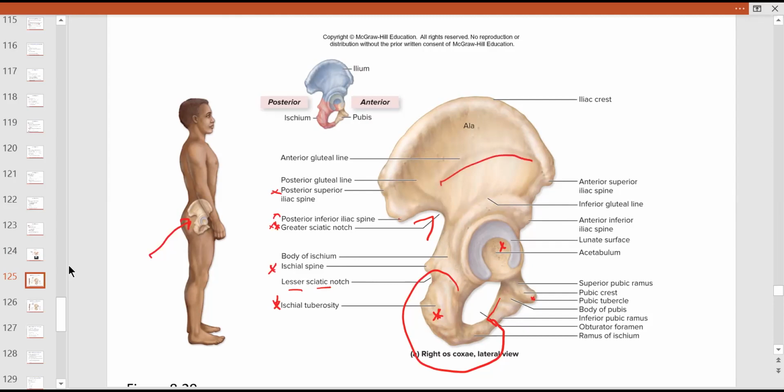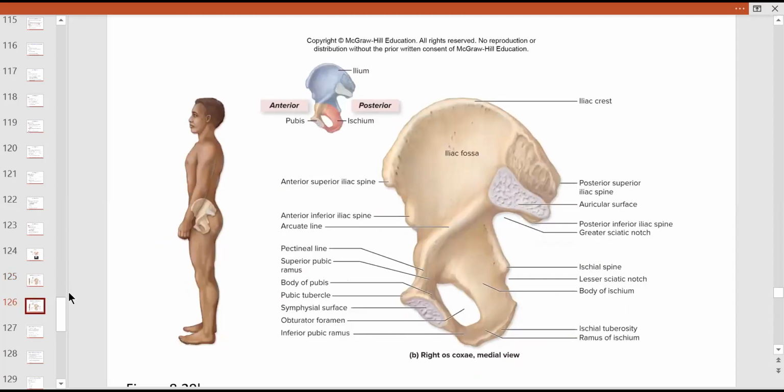This is the gluteal line, because that's the attachment for the gluteus muscles. Ala is just a general term for a flaring area, like the ear has an ala. So I won't ask you that. But acetabulum, definitely. Ischial tuberosity, obturator foramen, greater sciatic notch, really important. So that's a good little review there for you.